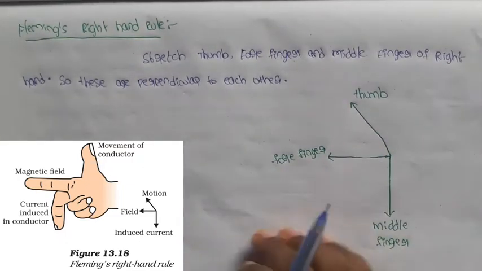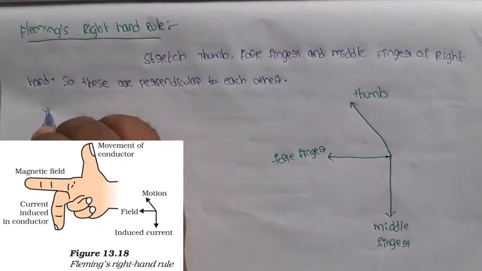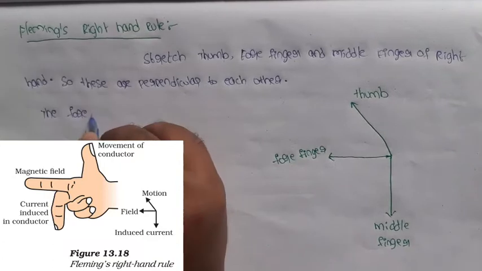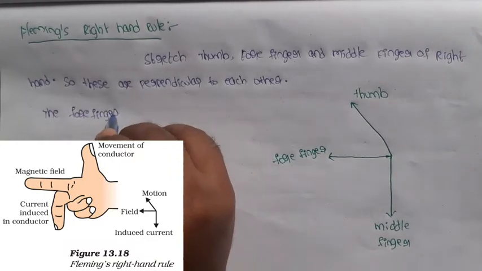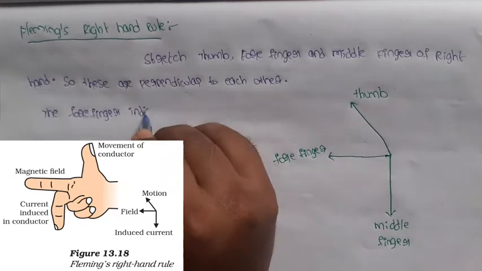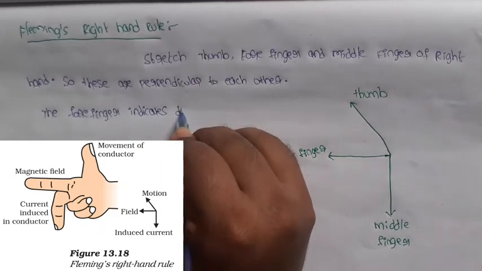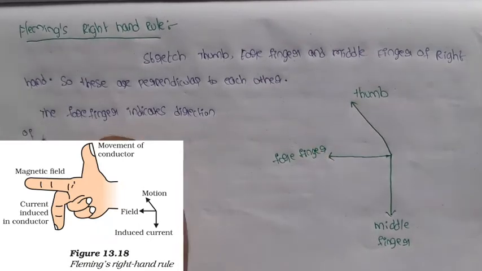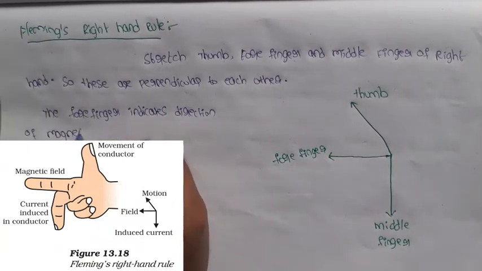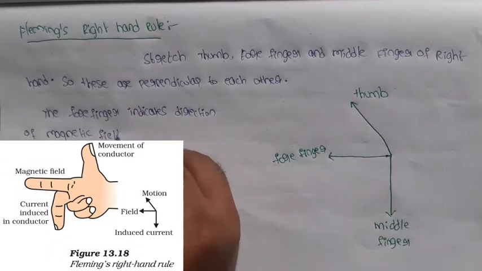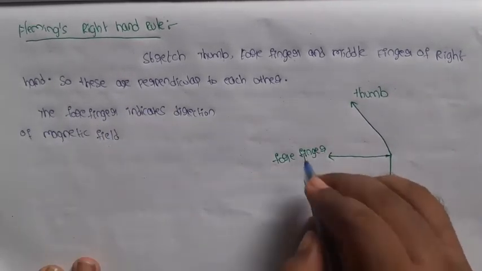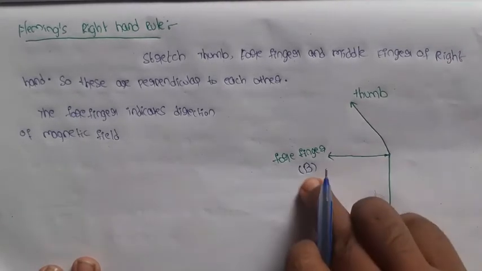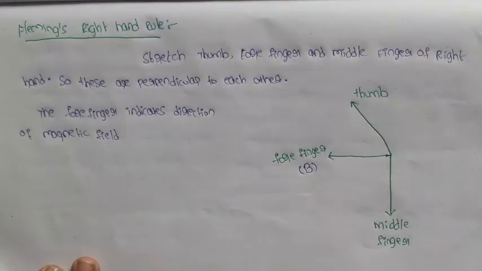Here, first of all, the forefinger indicates the direction of magnetic field. So this is the forefinger. It shows the direction of magnetic field, that is represented by B.